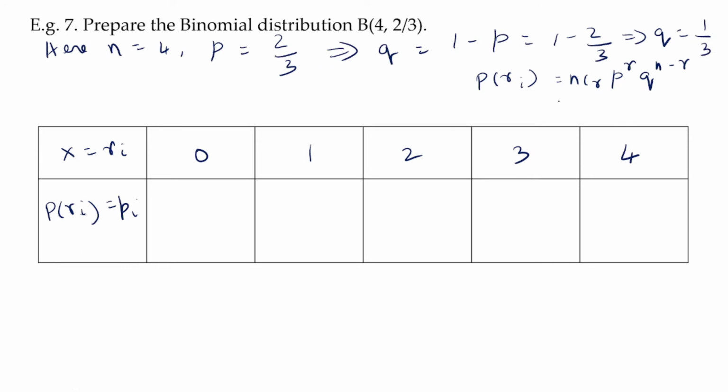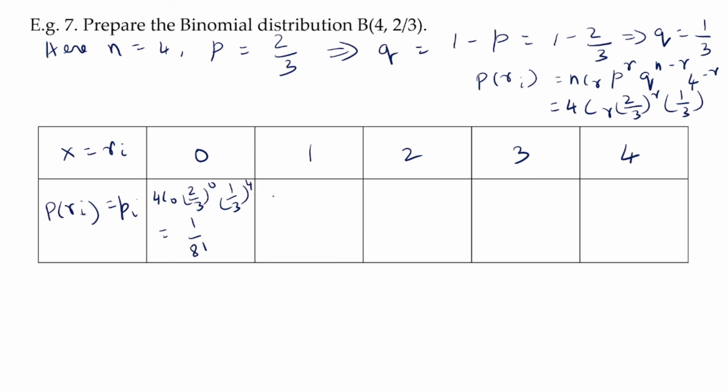Let us write this as 4Cr, then (2/3) the whole raised to r, (1/3) the whole raised to n minus r, that is 4 minus r, as n is 4. Now let us substitute r as 0 here and simplify. So here we get 4C0, (2/3) the whole raised to 0, (1/3) the whole raised to 4 minus 0. When we simplify this we get 1/81.